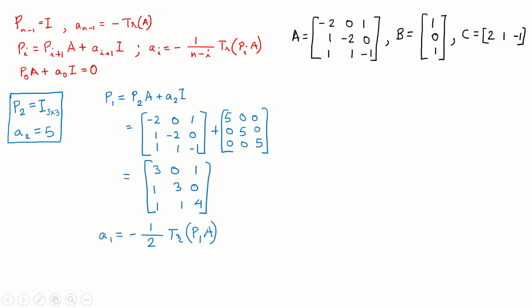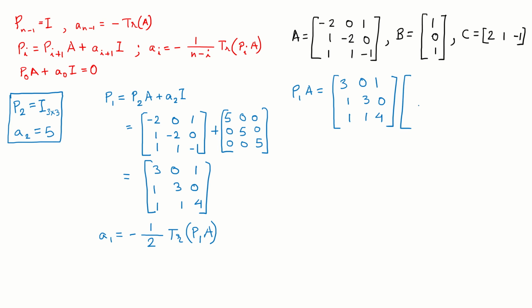So we have to find out P1A actually first. Let us figure out what P1A is. We have some space here, let us use that. So let us calculate P1A here. What is P1? P1 is 3 0 1 1 3 0 1 1 4.